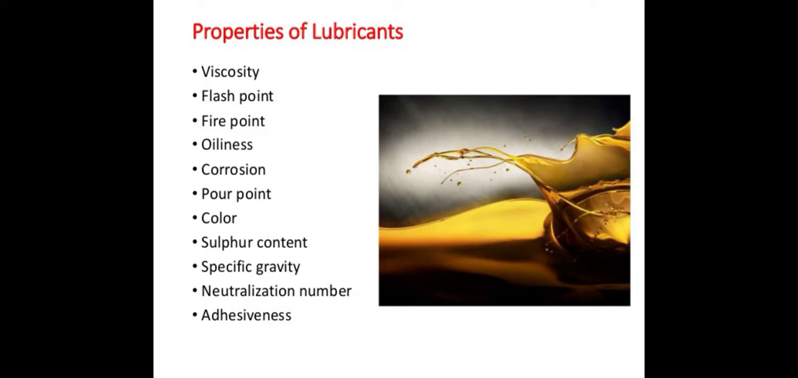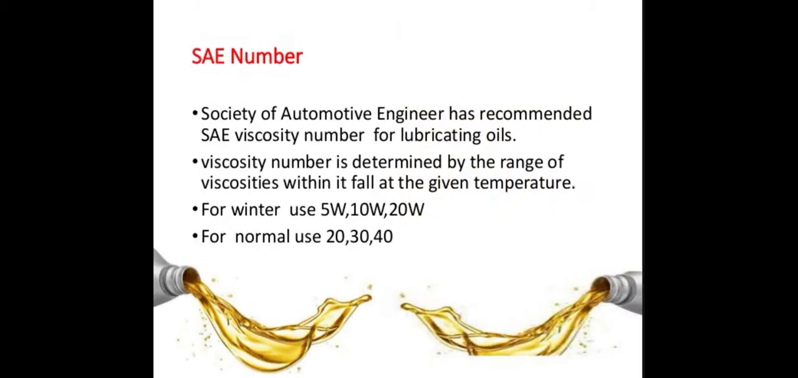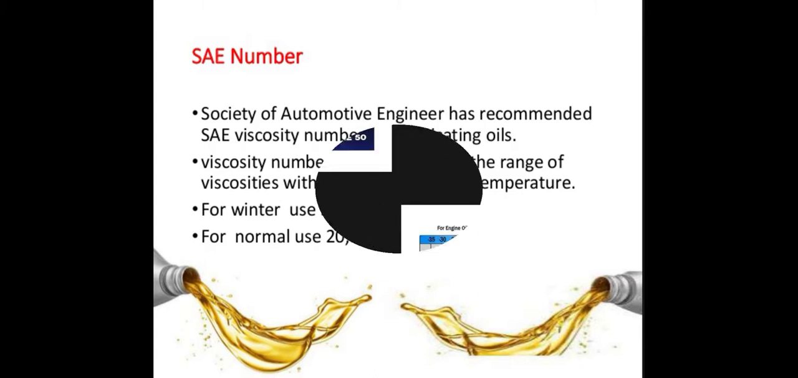SAE number. SAE means Society of Automotive Engineers, who have recommended some viscosity numbers for lubricating oils. There are different viscosity numbers for different temperature ranges. For winter use, it is 5W, 10W, 20W, and for normal use, it is 20, 30, and 40. This figure shows the various grades of lubricating oil according to SAE.